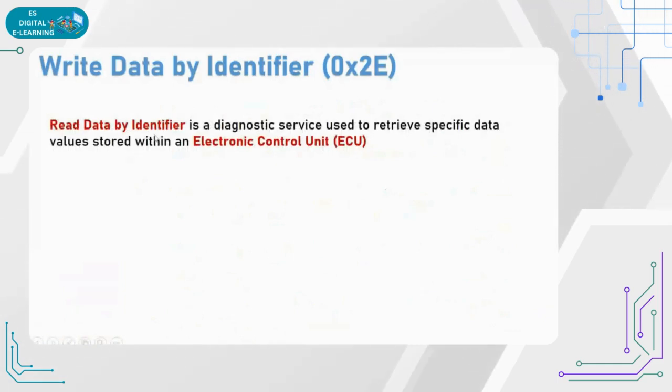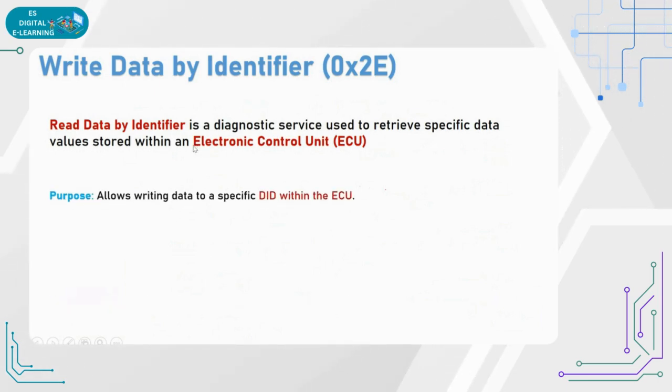Read data by identifier is a diagnostic service used to retrieve the specific data values stored within the ECUs. We are reading the specific values with the help of the identifier. So, what is the purpose of write data by identifier? The purpose is we are able to change the data, means it allows writing data to the specific DID. As I told you, for specific DIDs we are able to change the values, means we are writing the values here.